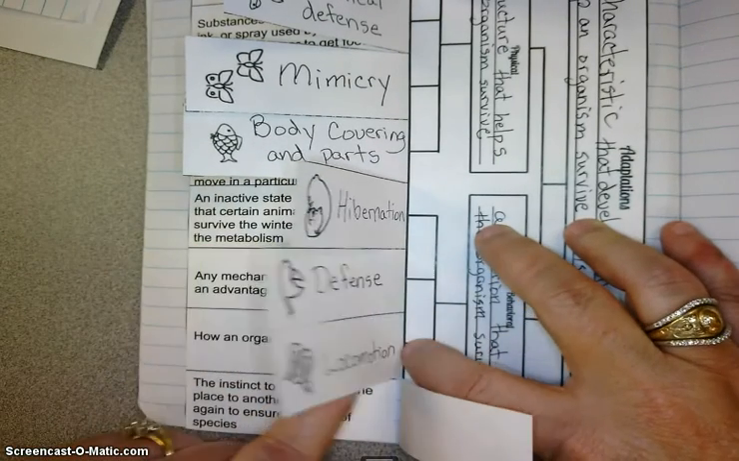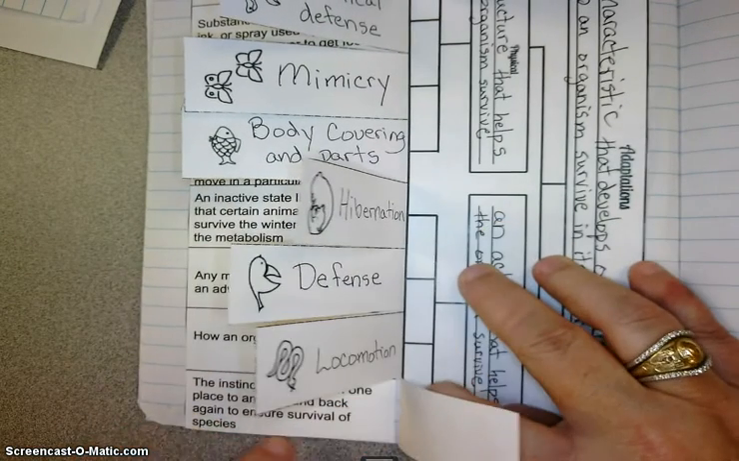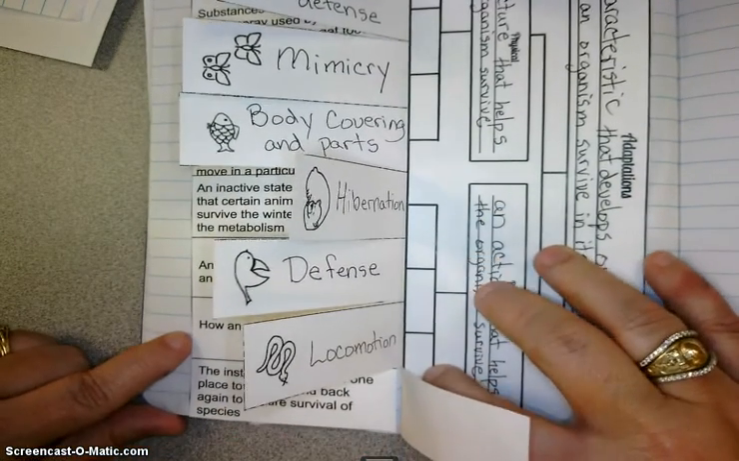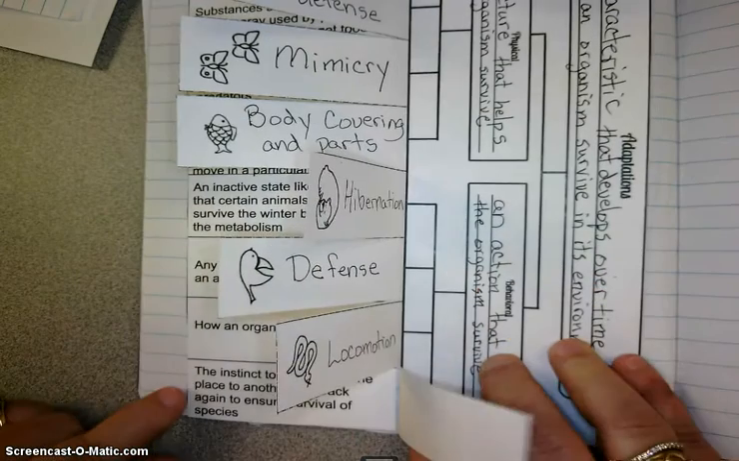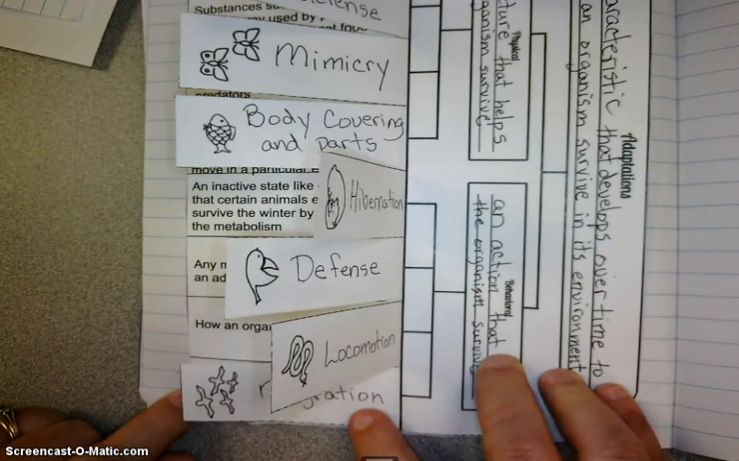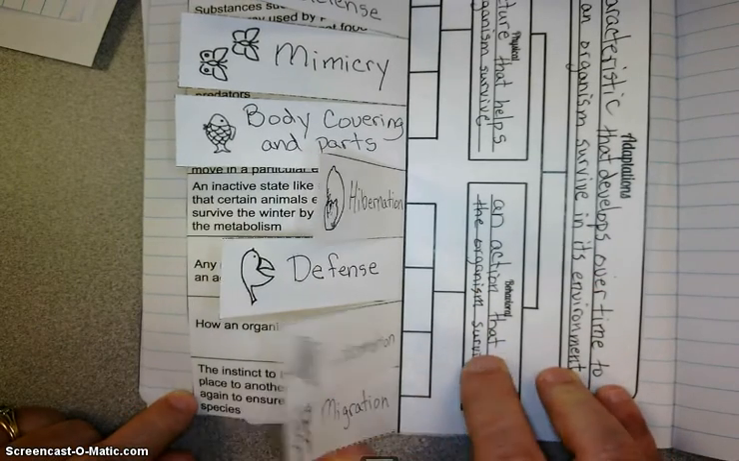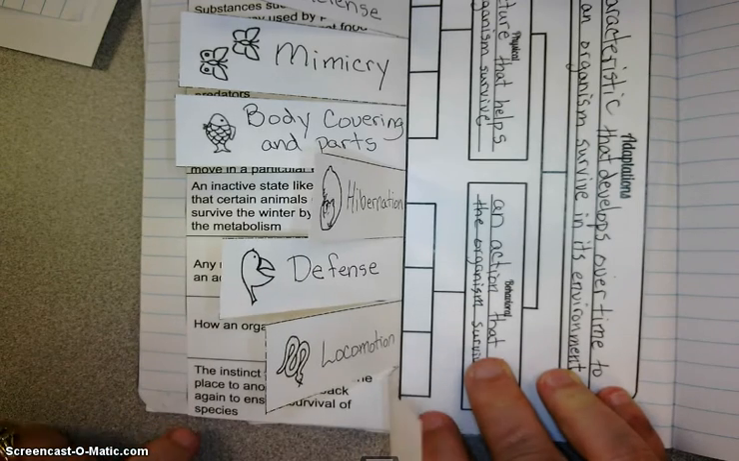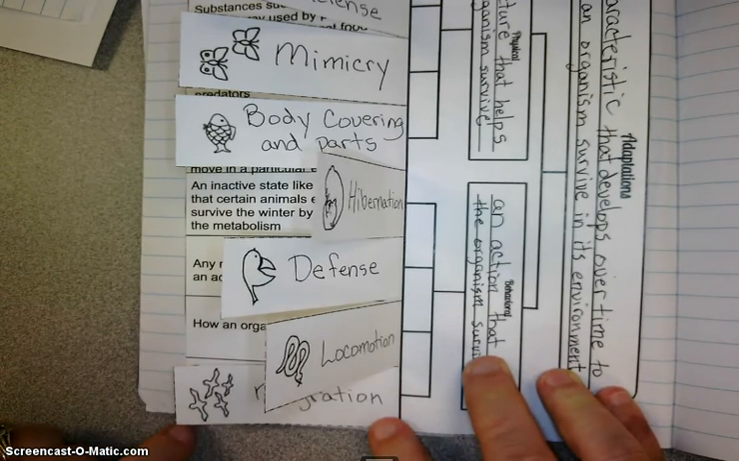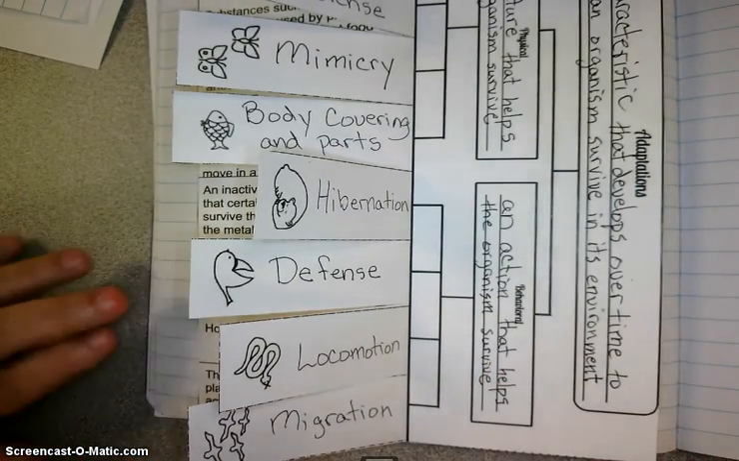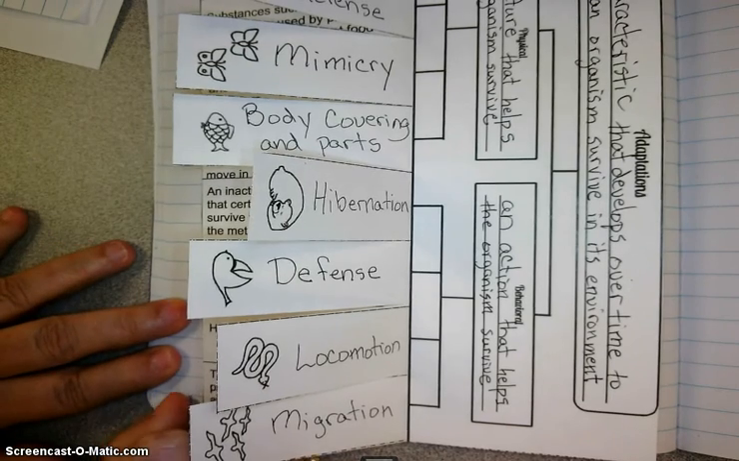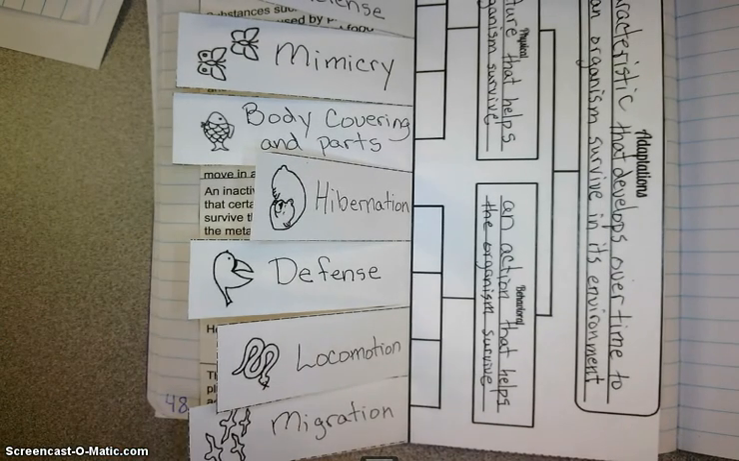Locomotion is how organisms move. Maybe they can get away from predators quickly, or they can attack prey quickly. Both of those would be behavioral adaptations. And that instinct to travel from one place to another and back again to ensure the survival of the species, we call migration. So you're going to glue all of that onto page 48 in your journal.